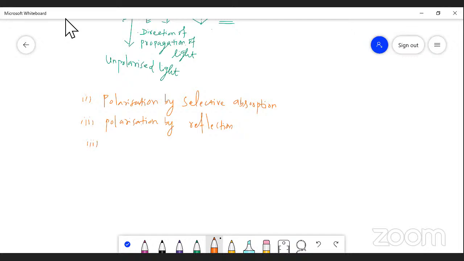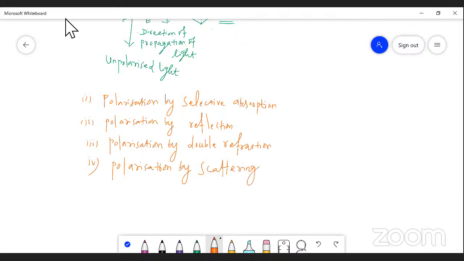The third technique used to convert unpolarized light into polarized light is polarization by double refraction. Then the fourth technique we adopt is polarization by scattering method. These are the four techniques we use to convert unpolarized light into polarized light: polarization by selective absorption, polarization by reflection, polarization by double refraction, and polarization by scattering method.